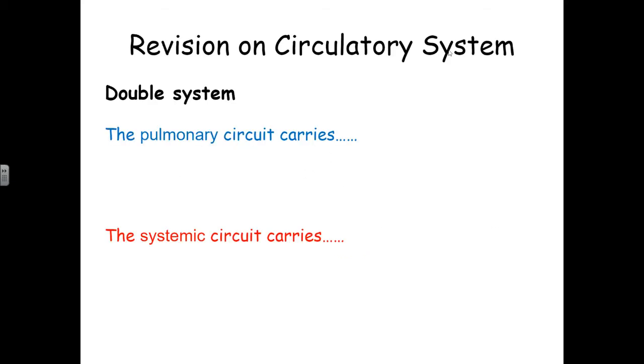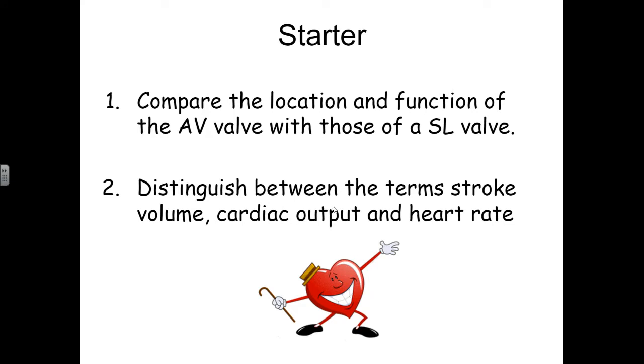Okay, so in terms of answers, cardiac output is the volume of blood pushed out by the heart every minute, and it is found by multiplying the stroke volume, which is the volume pushed out every time the heart contracts, and the number of times it will contract in the minute, or the heart rate. So cardiac output equals stroke volume multiplied by heart rate.